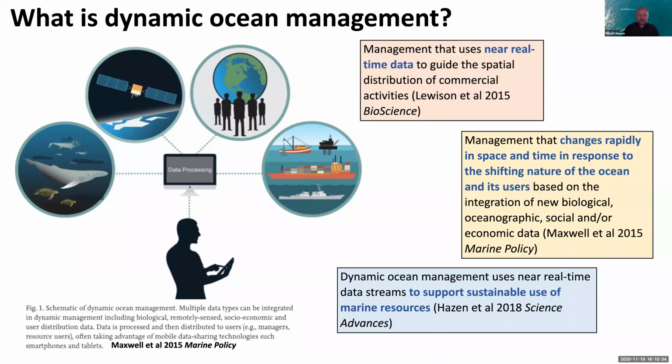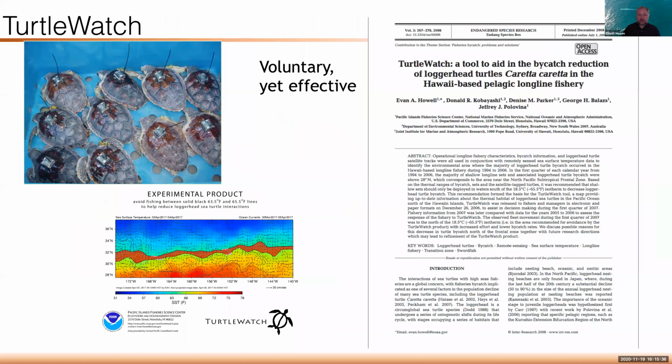One of the inspirations, in some ways the godfather to the dynamic ocean management world, was this tool called TurtleWatch. This was led by Evan Howell at the Pacific Islands Fisheries Science Center, where they tagged over 70 juvenile loggerhead sea turtles and also looked at fisheries interaction data. The reason being, if approximately 30 turtles were caught in the Hawaii longline fishery, it could actually shut down the fishery, resulting in a large amount of lost revenue.